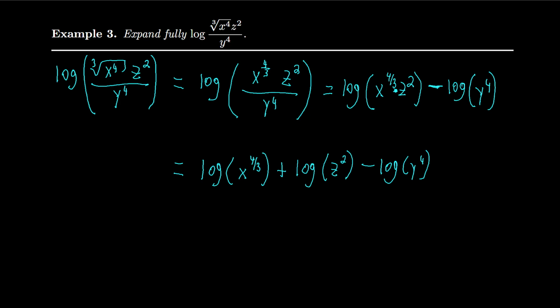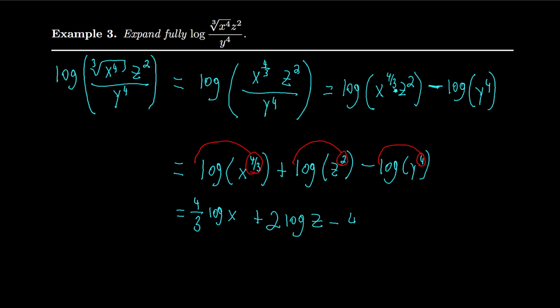And now on each one of these, all that I'm going to do is take my exponent, and I'm going to use that third property and bring it out front. And that is going to end with me doing 4/3 times the log of x plus 2 times the log of z minus 4 times the log of y.